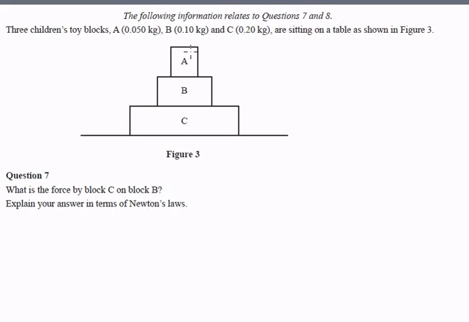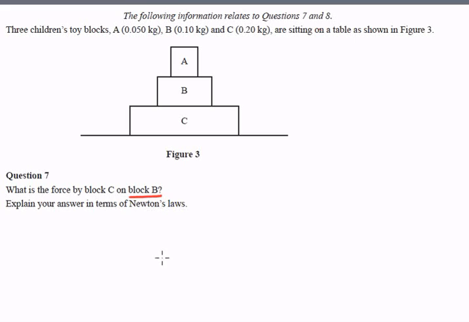Well, this one with the three children's blocks sitting on a table here was really poorly answered in the year that it was run. So let's go through this slowly. It's a forces question and a Newton's laws question. Yes, we'll just go through it a bit at a time and see how we go. So what's the force by block C on block B? Explain your answer in terms of Newton's laws.